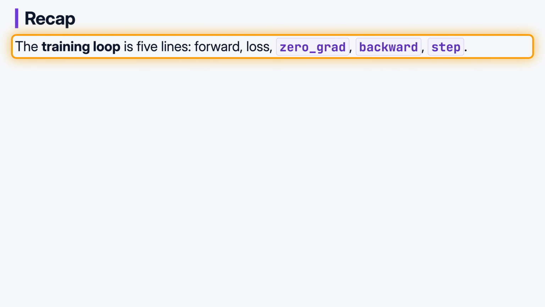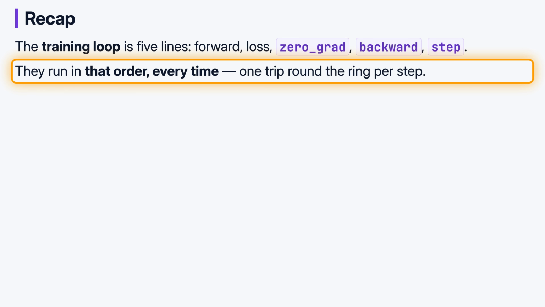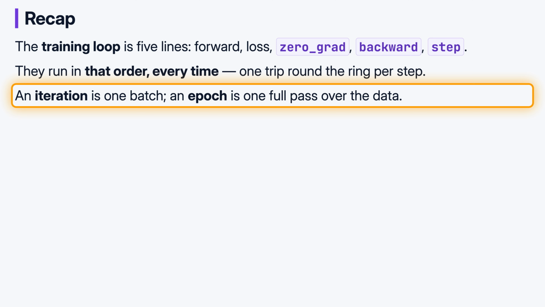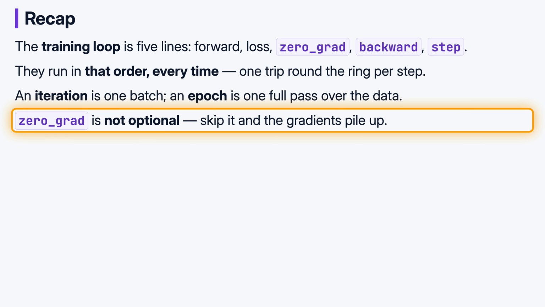Let's bring it together. The training loop is 5 lines. Forward, loss, zero grad, backward, step. They run in that order every time. One trip round the ring is one step of training. An iteration is one batch. An epoch is one full pass over the data. And zero grad is not optional. Skip it and the gradients pile up.